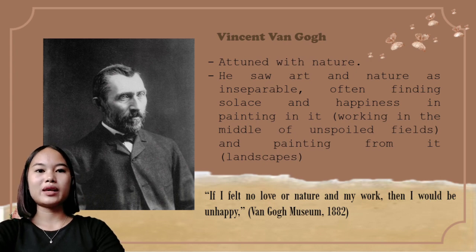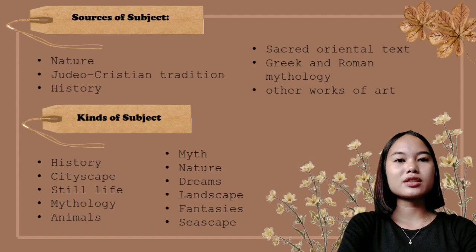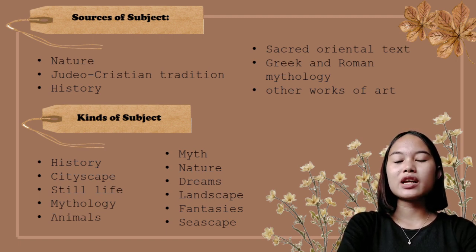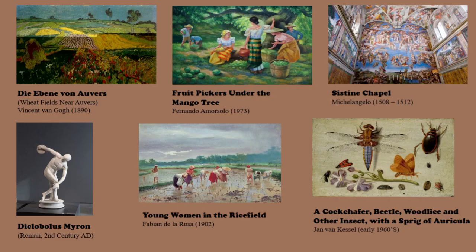In a letter to his brother Theo, he wrote, "If I felt no love for nature and my work, then I would be unhappy." So here are the sources of subject: nature, history, Greek and Roman mythology, Judeo-Christian tradition, sacred Oriental text, and other works of art. Here are also the kinds of subject: history, still life, animals, nature, landscape, seascape, cityscape, mythology, myth, dreams, and fantasy.